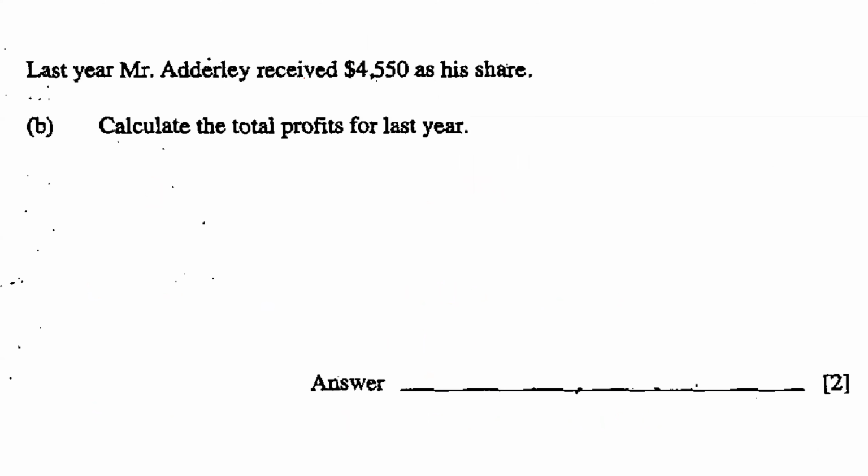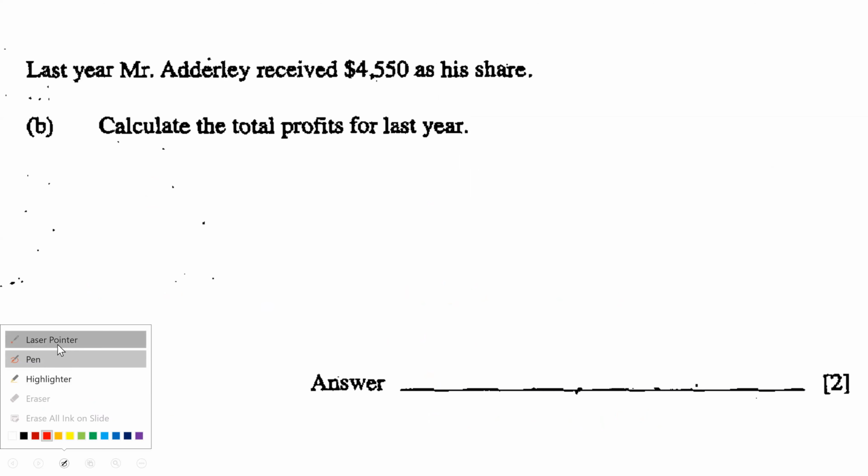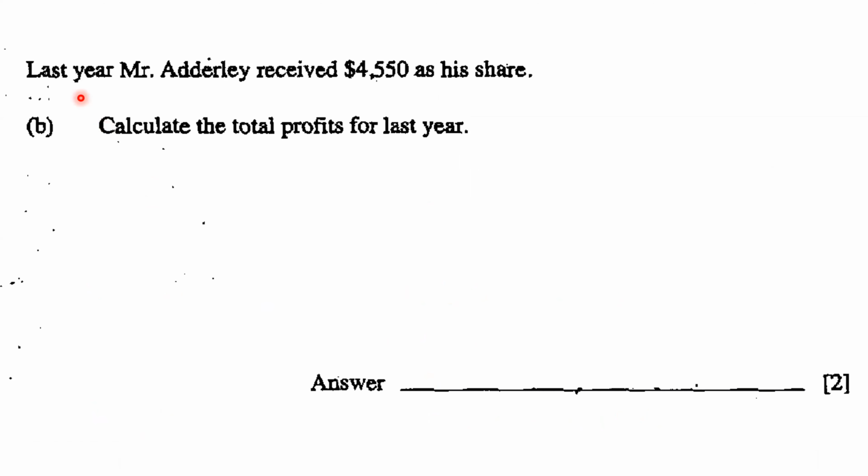Let's move on to part B. The idea for all of these questions is that we want to first find what one equal part is. That's the general rule for this type of question. So let's look at this one. It says, last year, Mr. Adderley received 4,500 as his share. With this information, calculate the total profits for last year. Like I said, with these questions, the trick is first finding what one equal part is.